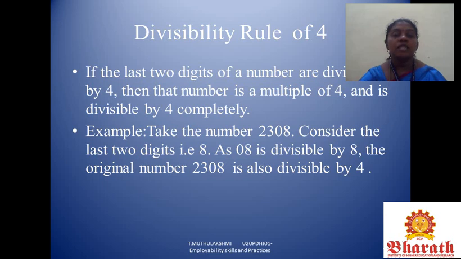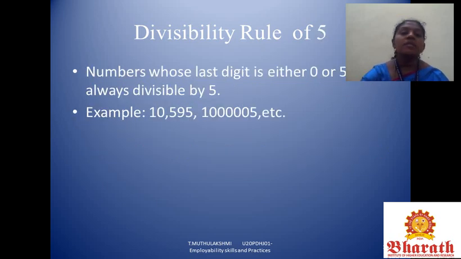So for example, take the number 2308. Consider the last two digits. Okay, so here 08 are the last two digits. So 08 is divisible by 4. So the original number is also divisible by 4. Next, divisibility rule of 5. Numbers whose last digit is either 0 or 5 are always divisible by 5.